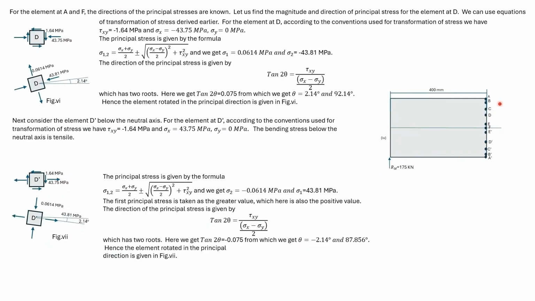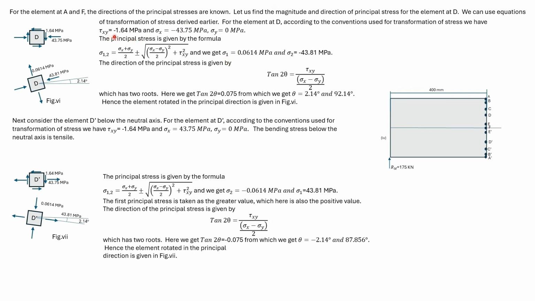Here the element B is shown with the stresses acting on it. Sigma x is negative, tau xy is also negative, as given here. The magnitude of the principal stress is given by this formula, and the direction of the principal stress is given by this formula. Substituting these values, we get sigma 1 and sigma 2. Sigma 1 is considered the larger of these two values.